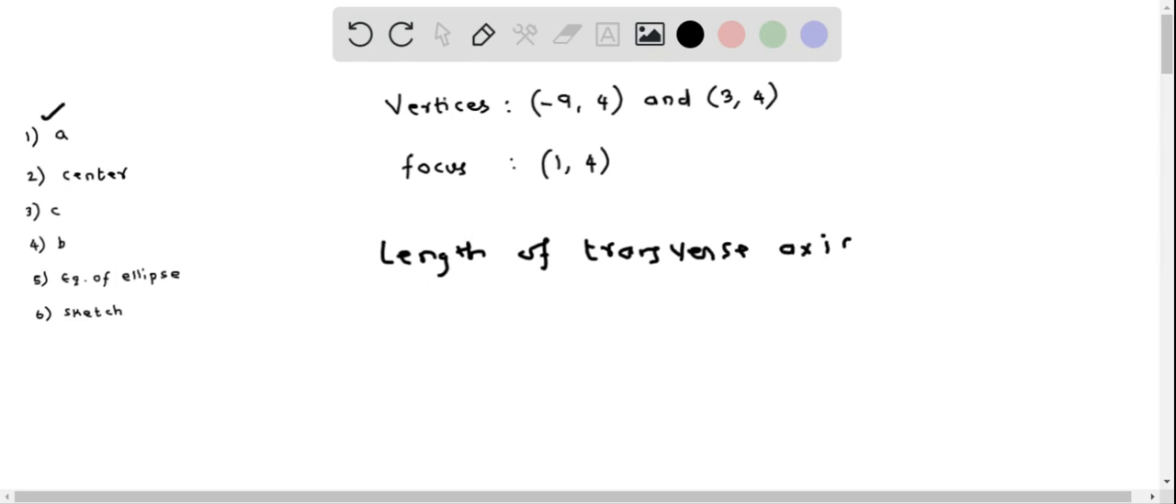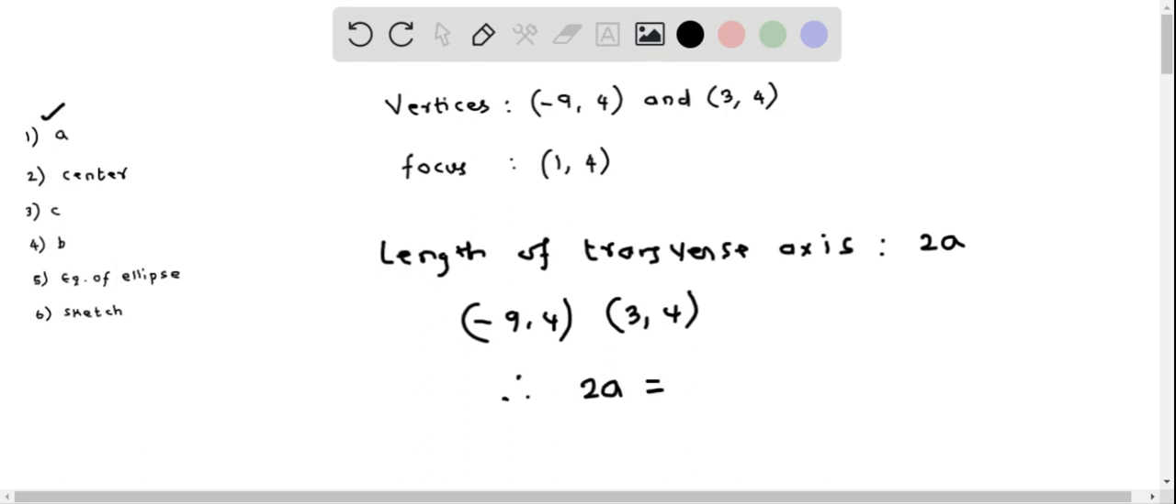and this is basically given by the formula 2a. And the length of the transverse axis is basically the distance between the vertices. That is, we have the vertices (-9, 4) and (3, 4). So we find the distance between these 2 points. These 2 points lie on the same horizontal line, that is y equals 4. So therefore, we can find the distance, which in fact is 2a.